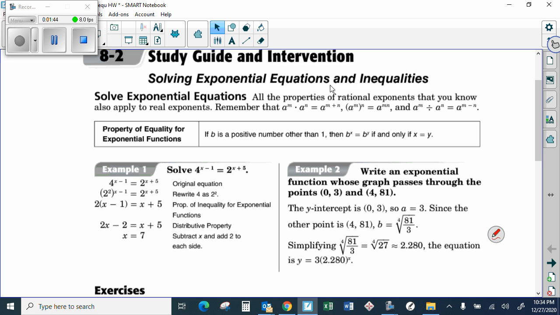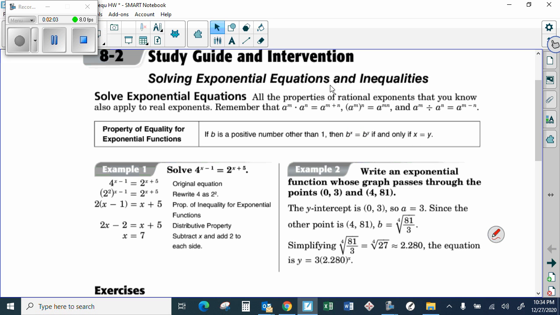All right, property of equality for exponential functions. If b is a positive number other than 1, then b to the x equals b to the y if and only if x equals y. That should be common sense. We get the like bases, which means then the exponents must be the same in order for the answer to be the same.